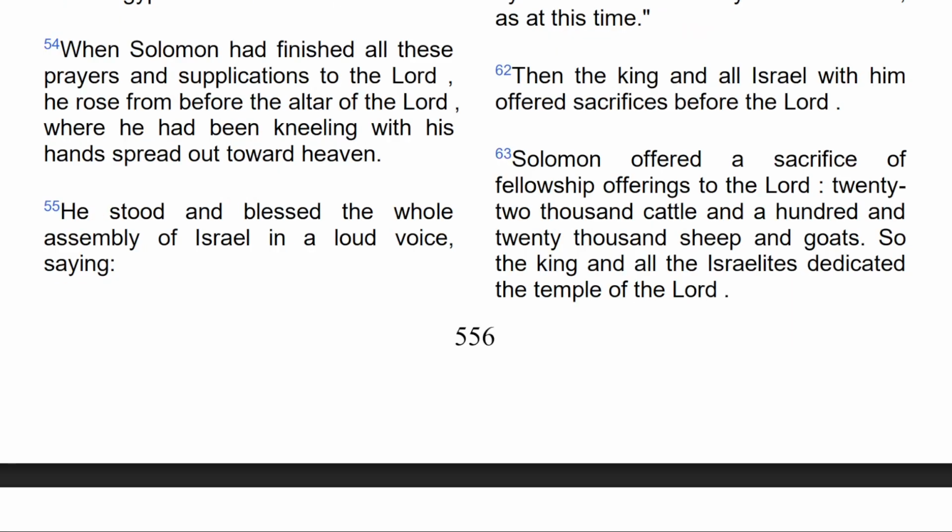Then the king and all Israel with him offered sacrifices before the Lord. Solomon offered a sacrifice of fellowship offerings to the Lord, 22,000 cattle and 120,000 sheep and goats. So the king and all the Israelites dedicated the temple of the Lord.